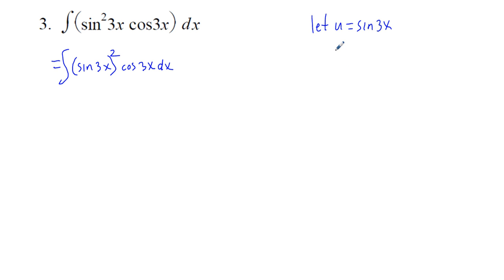Now we differentiate, and we kind of have to go both ways here. So du is equal to cosine, the derivative of sine is cosine 3x times the derivative of the inside, which is 3. So we'll put this out here, times dx. So dividing, dx is equal to du over 3 cosine 3x.